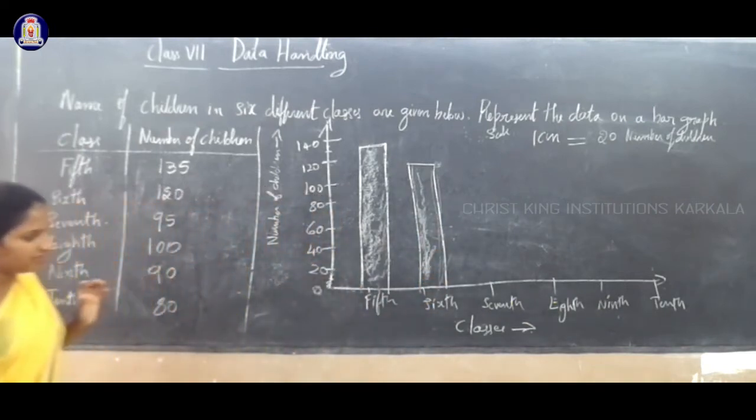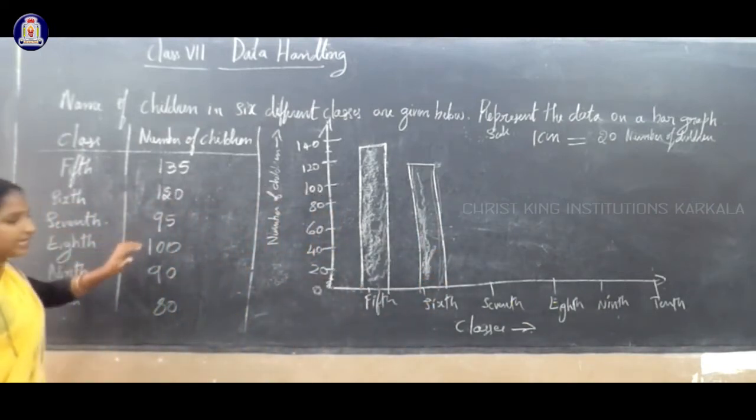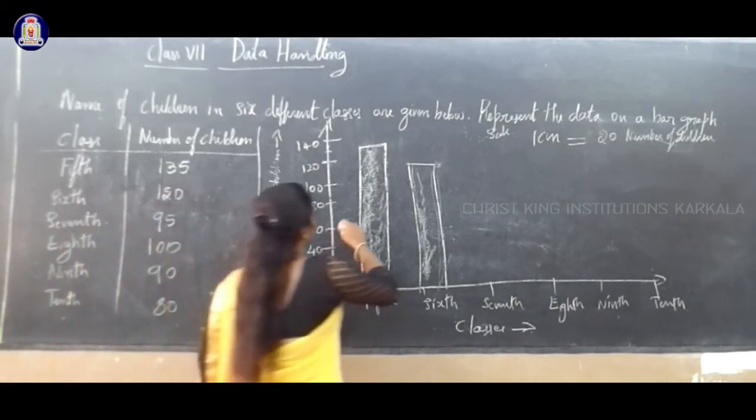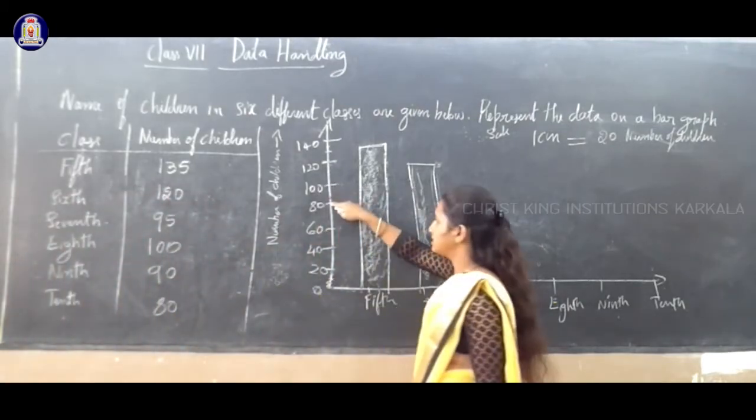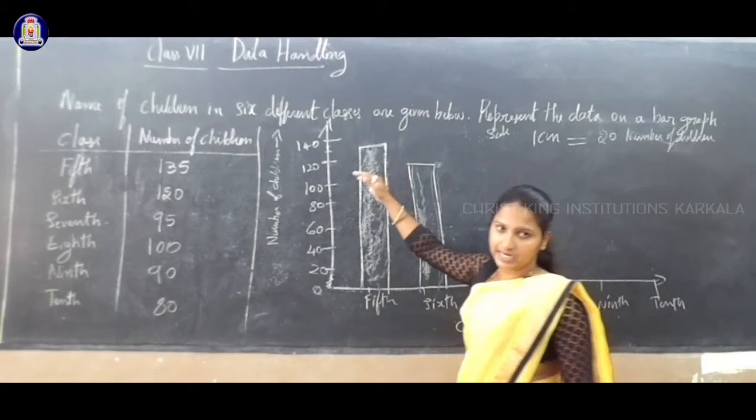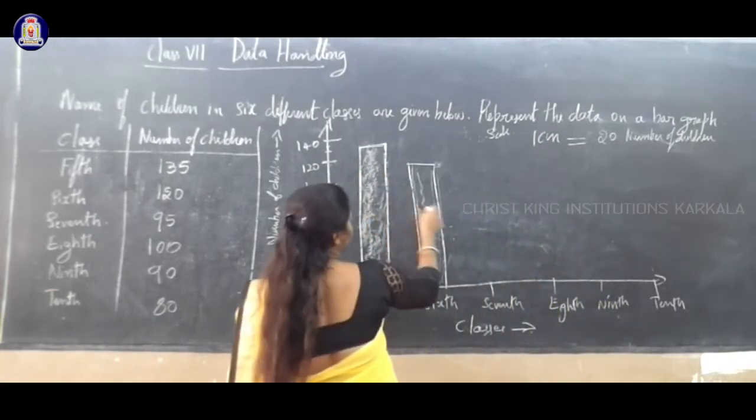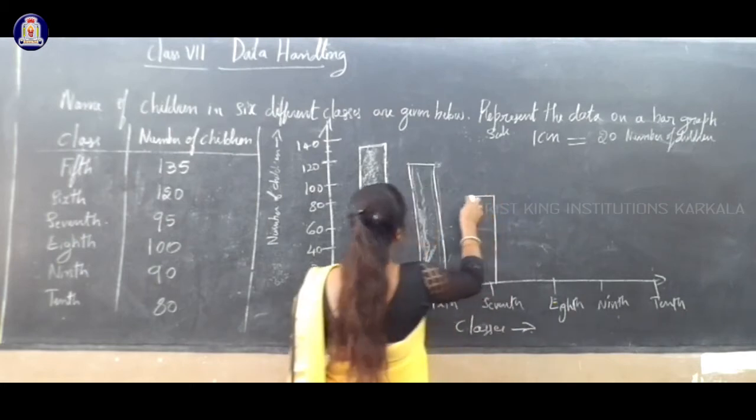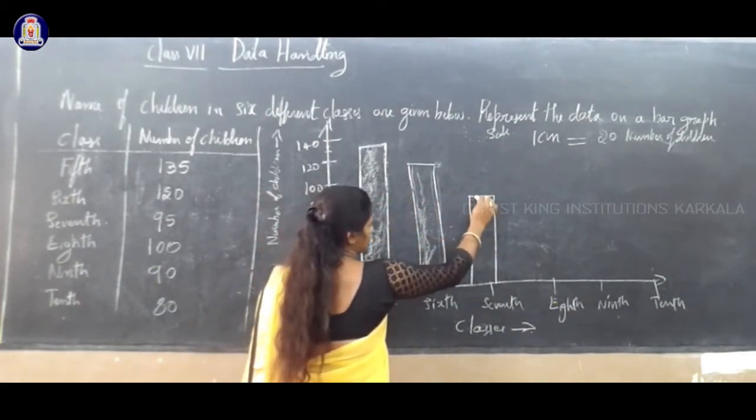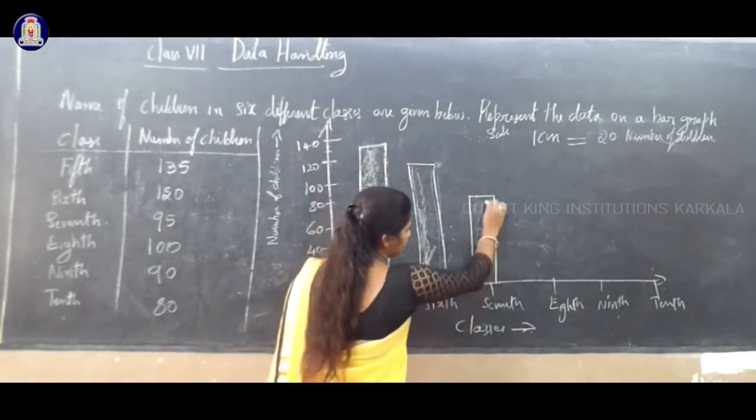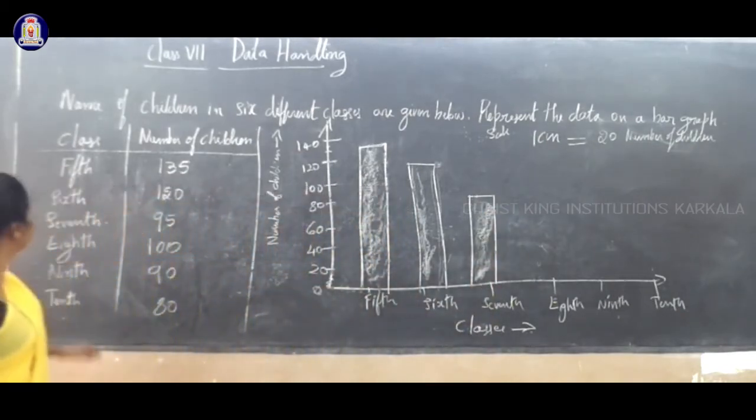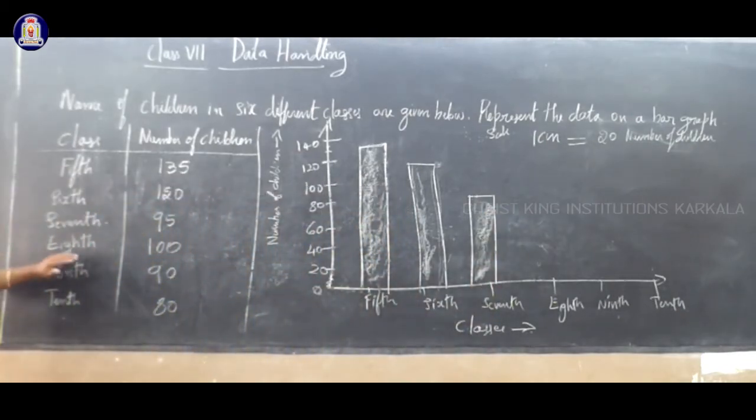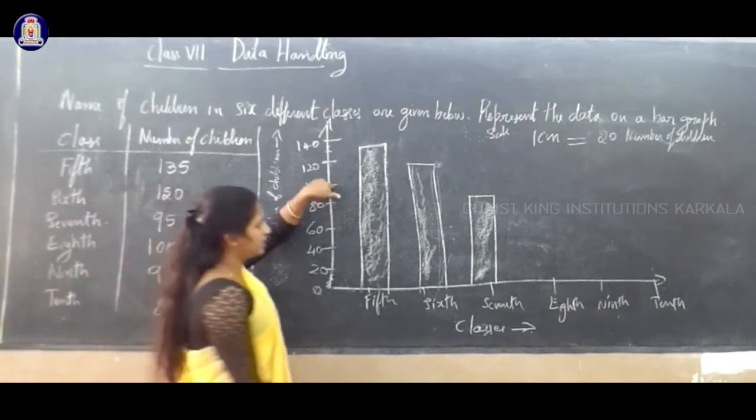Next, 7th. In class 7th, there are 95 students. So here you can see 95. 95 is in between 80 and 100. So exactly you get here, isn't it? Yes. So in 7th we can see there are 95 students. Next, in class 8 there are 100 students. So 100 is here, right?